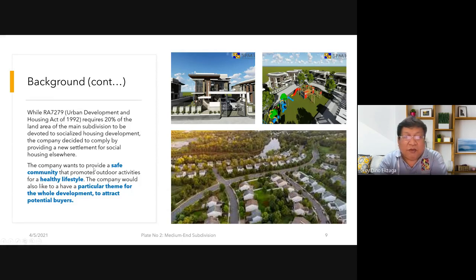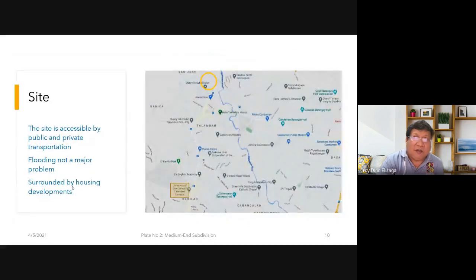So the company wants to provide a safe community that promotes outdoor activities for a healthy lifestyle. The company would also like to have a particular theme for the whole development to attract potential buyers. So I underlined what the client wants. It's a safe community, healthy lifestyle. And then there's a theme to attract potential buyers. And considering that it is an open market, we have to think of what the theme could be. So now we also consider the site, no, because there were two factors. One is the client requirement, and the other one is the site.